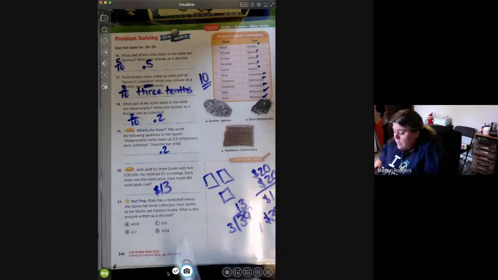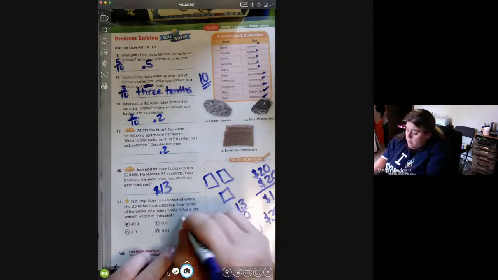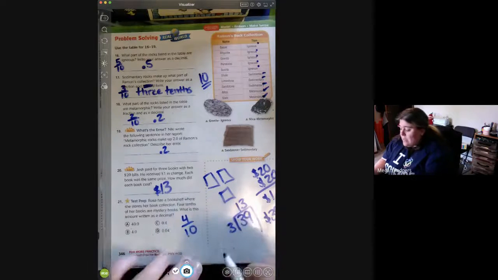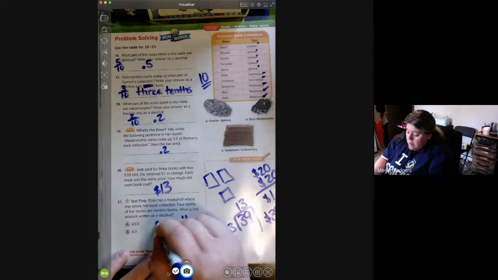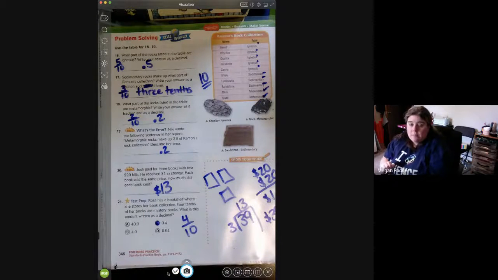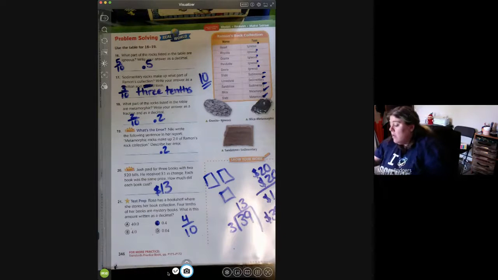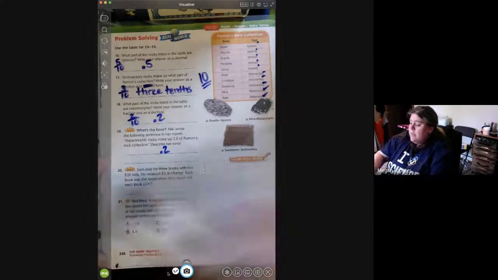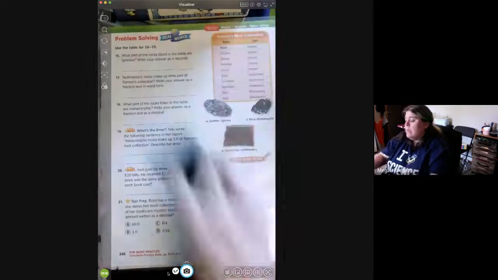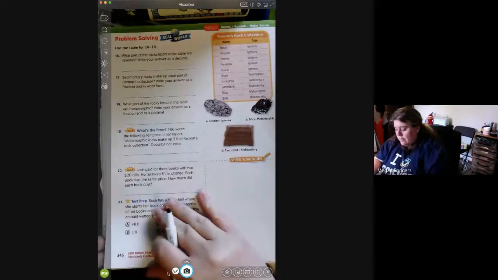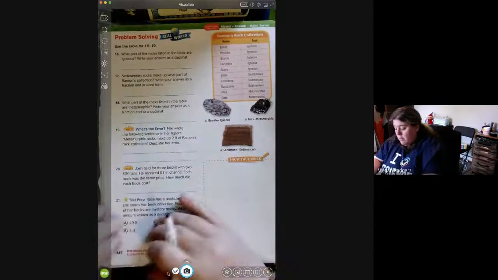All right, the last question here. Rosa has a bookshelf where she stores her book collection. 4/10 of her books are mystery books. What is the amount written as a decimal? Well, we know as a fraction, it's 4/10. So 4/10 is going to be letter C. Hopefully that's pretty straightforward. I'm guessing they're going to give us some more problems to practice on the next page. Maybe if I can turn the page.